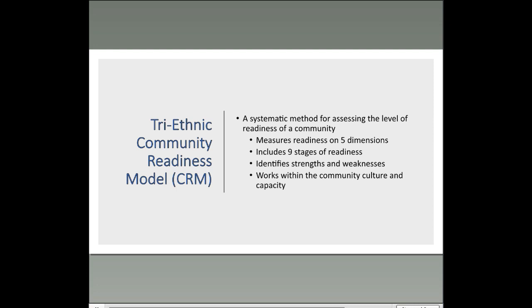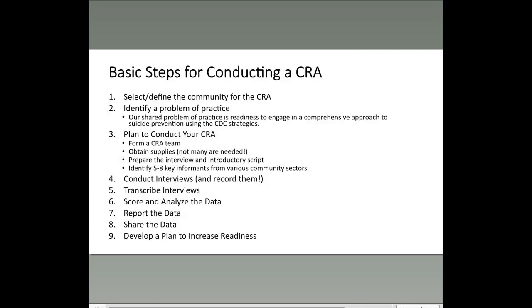The Triethnic Community Readiness Model is a systematic method, one way of assessing the level of readiness of a community. The CRM measures readiness on 5 dimensions. It includes 9 stages of readiness. It includes strengths and weaknesses. And what's most important is it's going to work within your community culture and the capacities you have within your community.